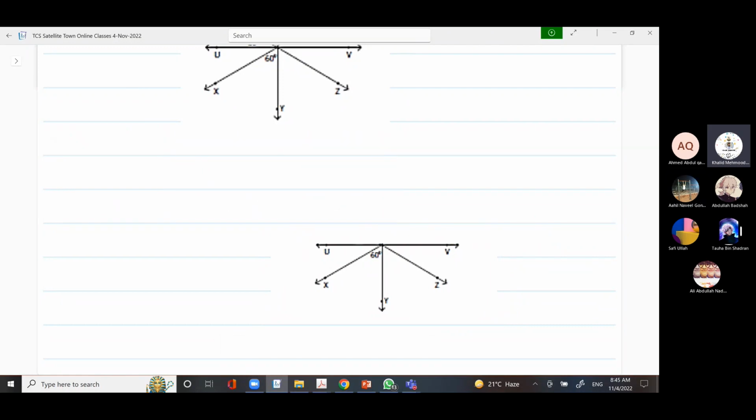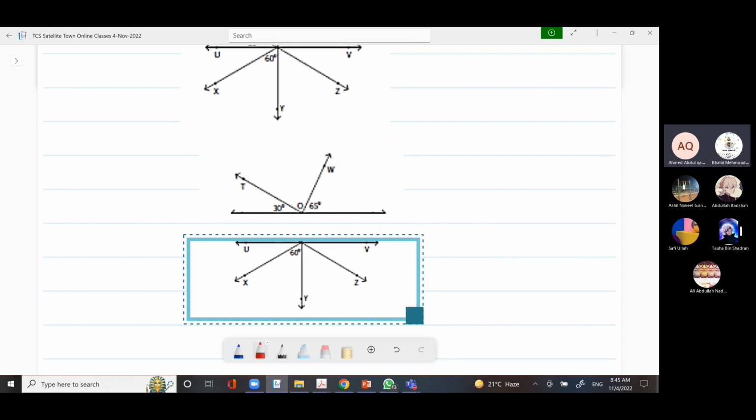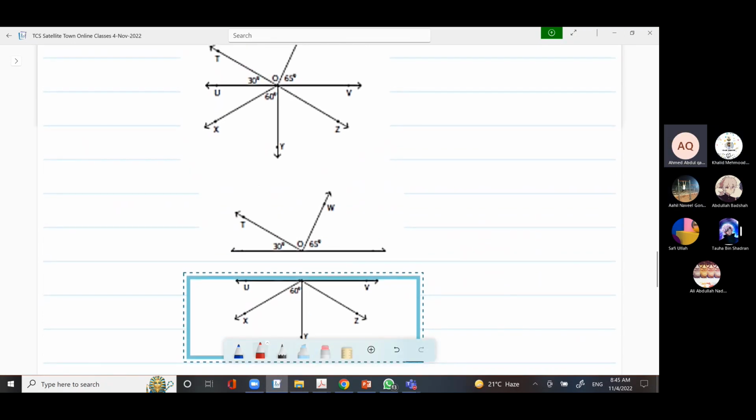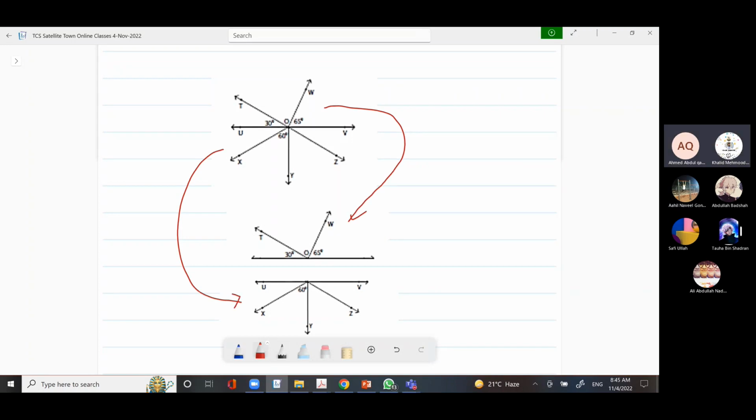Yes, we can do it separately. We can solve these shapes separately. So we have divided this shape into two shapes, the top one and the bottom one. So now if we solve separately, we can find this value, which is here.